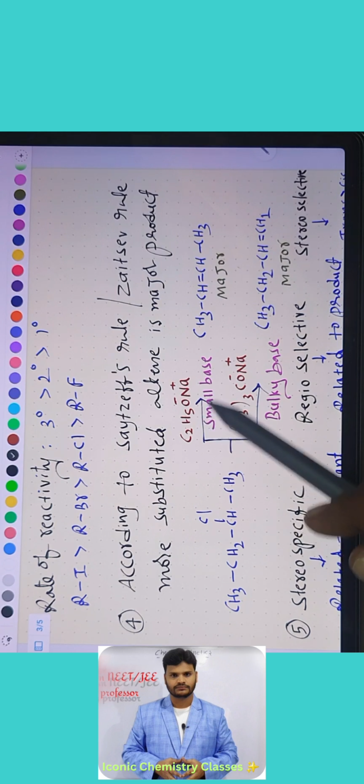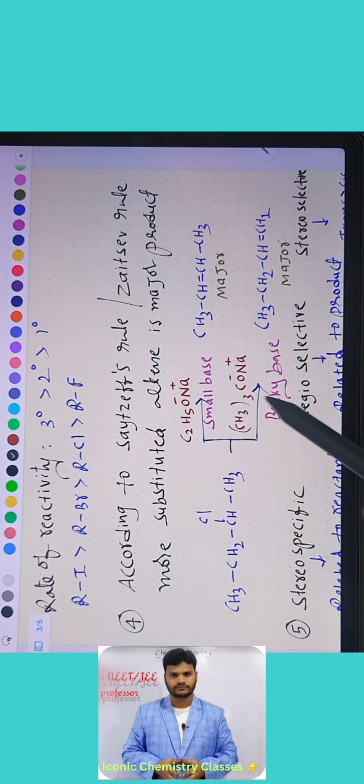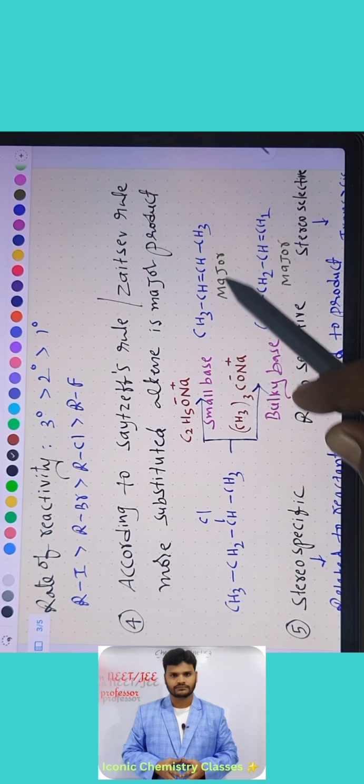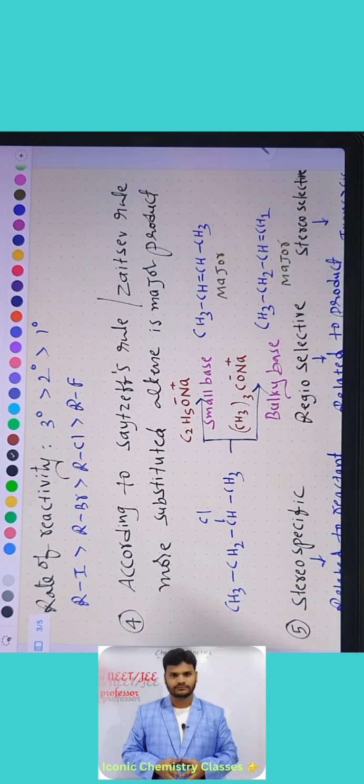But here one important point is that if you take a small base like sodium or potassium methoxide, you will get like this. But if you take a bulky base, large base, Hofmann product is the major. Yeah, this is major here. These 2 points are very, very important. With the small base, Saytzeff product is major. With bulky base, Hofmann product is major. Clear?